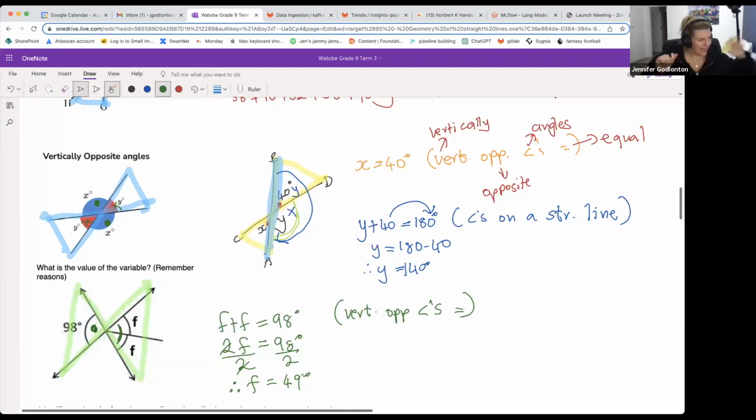Yes, 98 is the opposite of F, and F is half. Beautiful, guys. Yes, our 3 dots mean therefore. Awesome, awesome, awesome.